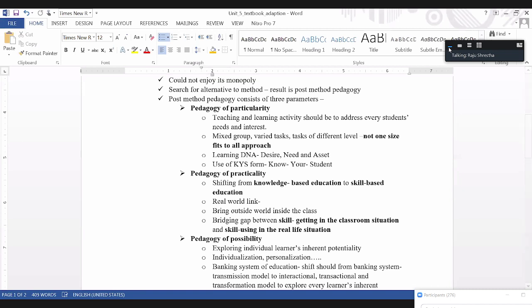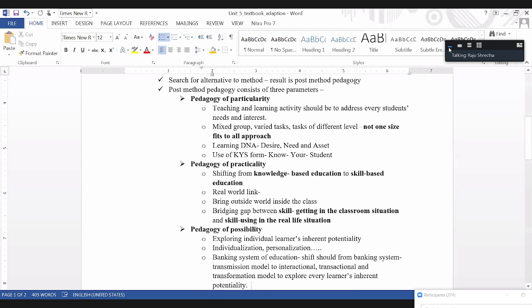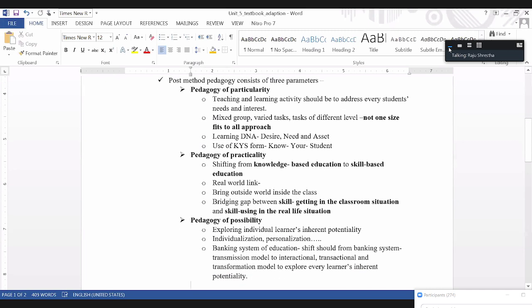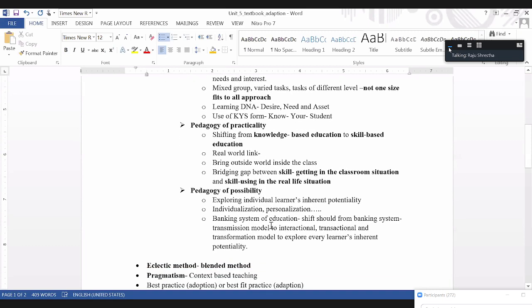So our pedagogy should be, our lesson planning should be, our daily activity should be to address the particular student's need, should be real world link, should focus on possibility of the students. Now to address these realities, how do we adapt textbook in English class? This is our main concern. Okay, अब हामीले टेक्स्टबुकलाई कसरी एडाप्ट गर्ने होला, एउटा चाहिँ यो पोस्ट मेथड पेडागोजीको एरा छ हैन.